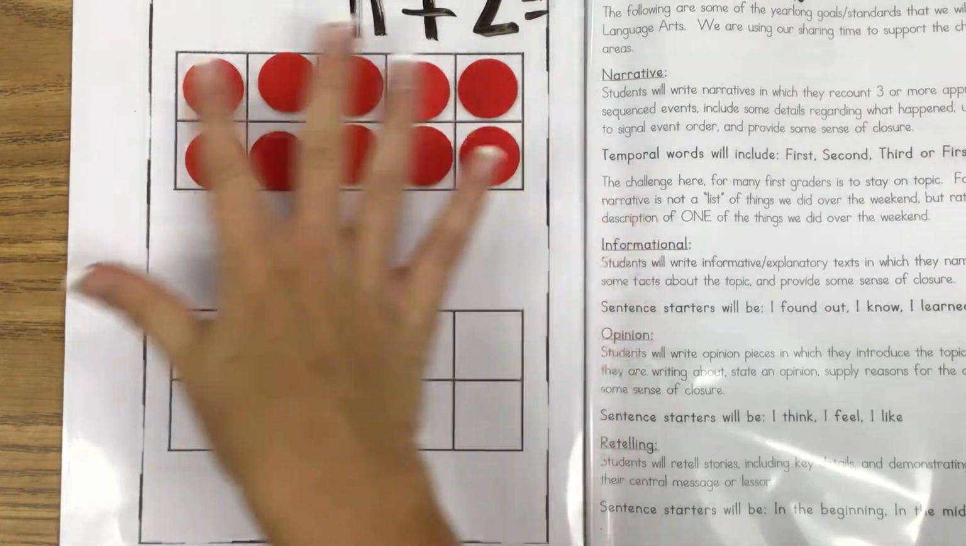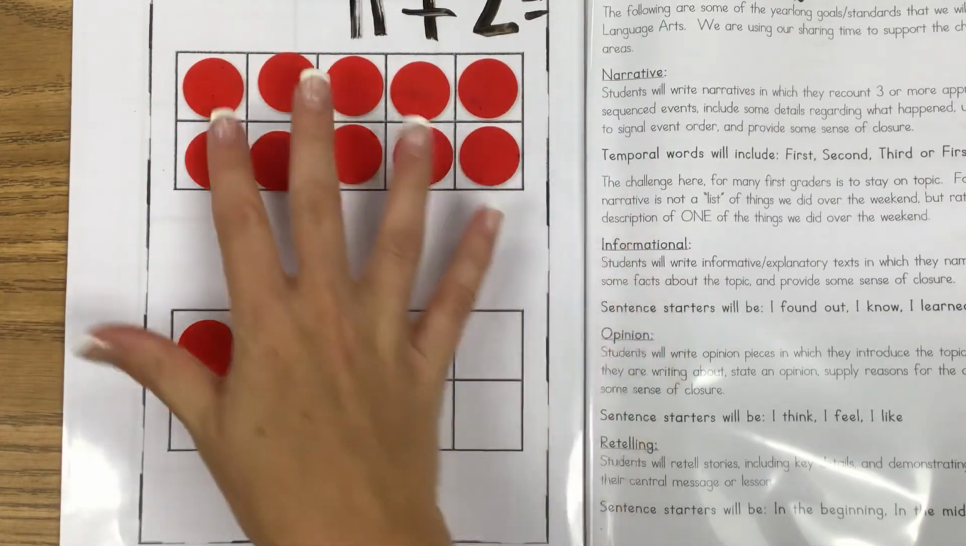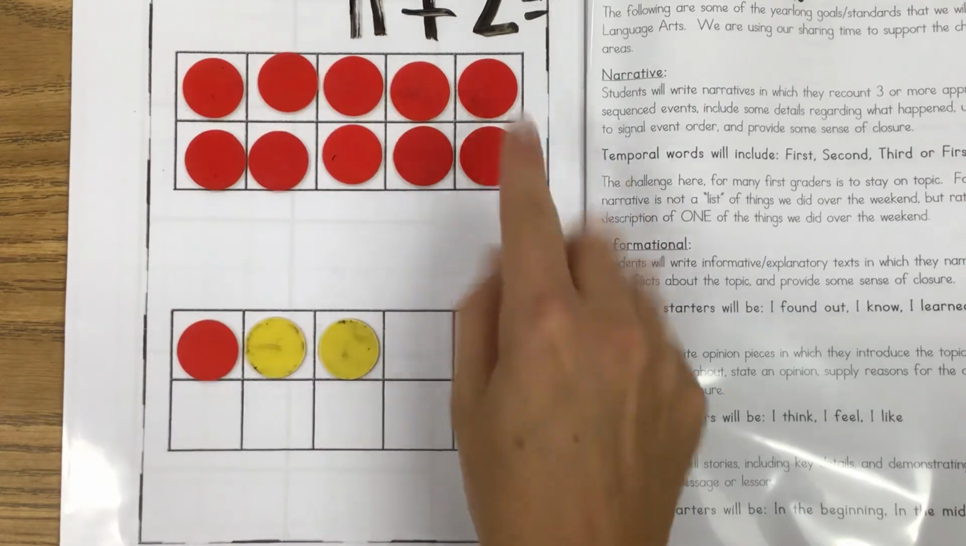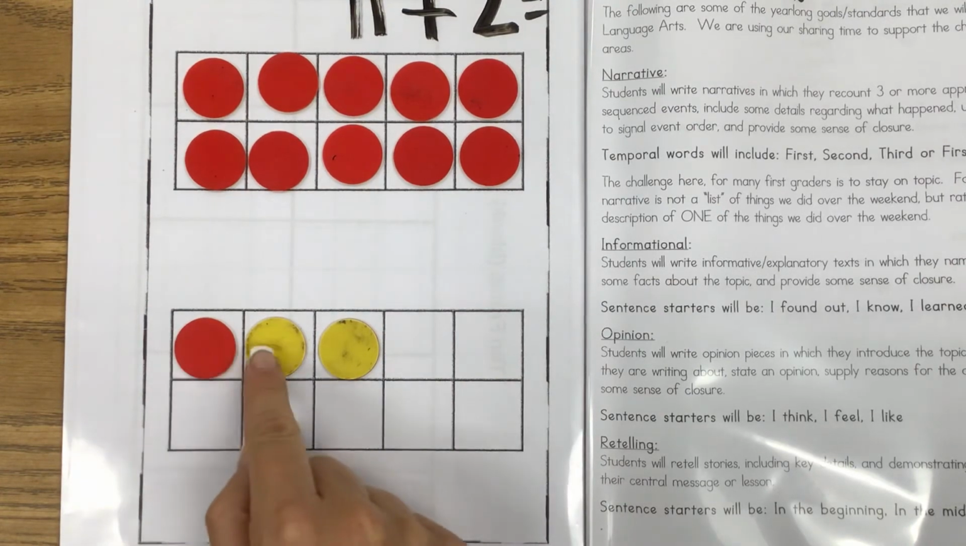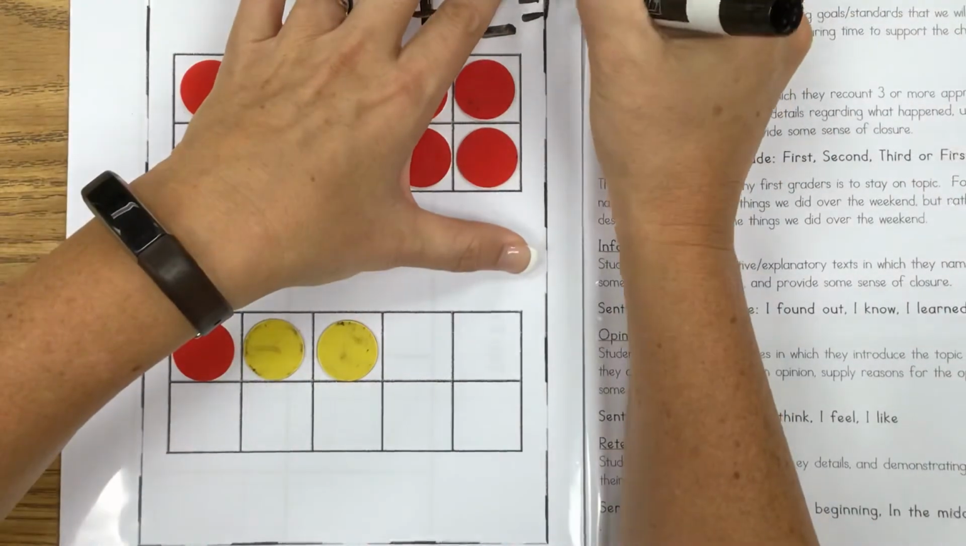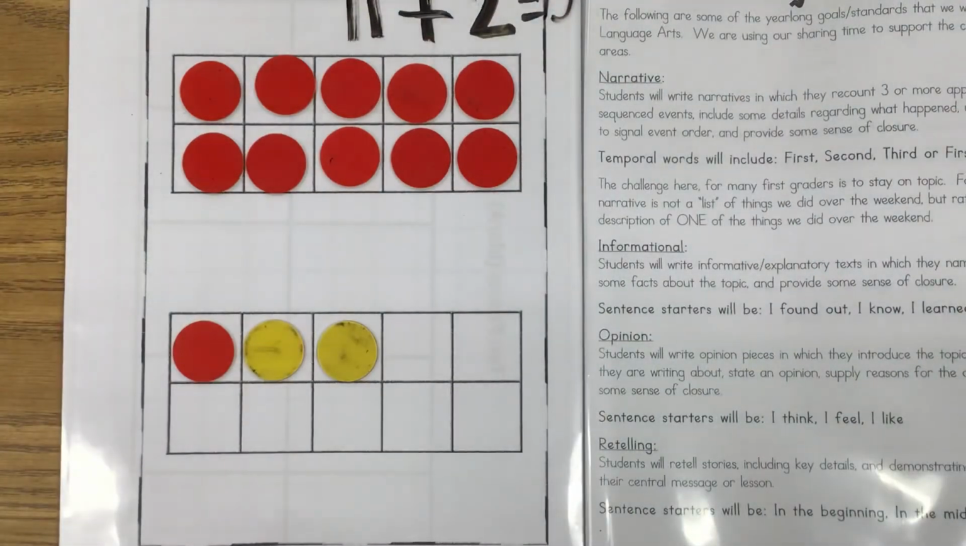Then I can count this. Well, I already know that this is 10. So I'm going to count on. I could count it. 1, 2, 3, 4, 5, 6, 7, 8, 9, 10. That's a tens frame. So I know there's 10 there. So I'm going to count on. 10, 11, 12, 13. My answer is 13.